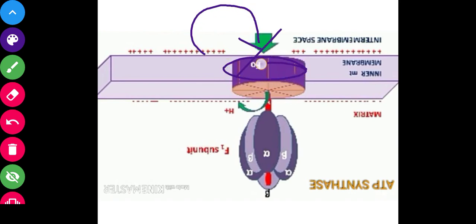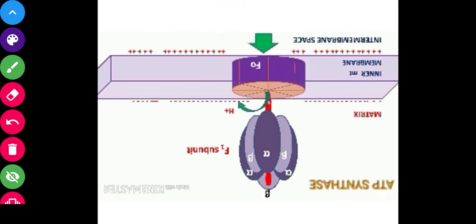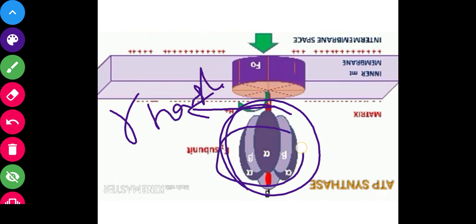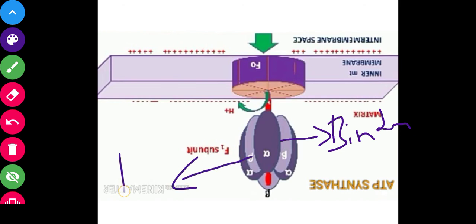This is the F0 subunit, which is attached with the C subunits. There are 10 C subunits. When the protons are flowing, this will rotate like this. The F0 subunit along with the C subunits will rotate. When this is rotating, the F1 subunit also rotates. Whatever the handle, this is called the gamma handle, will rotate along with the subunits. This leads to a conformational change in the beta subunit. This is called the binding change conformation. This will lead to synthesis of ATP.